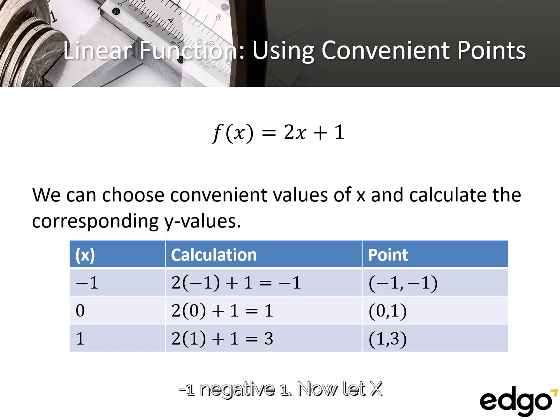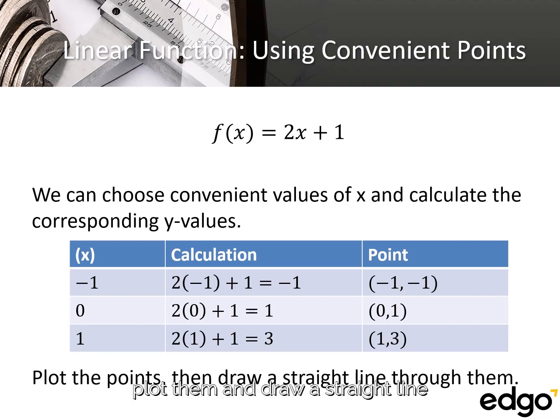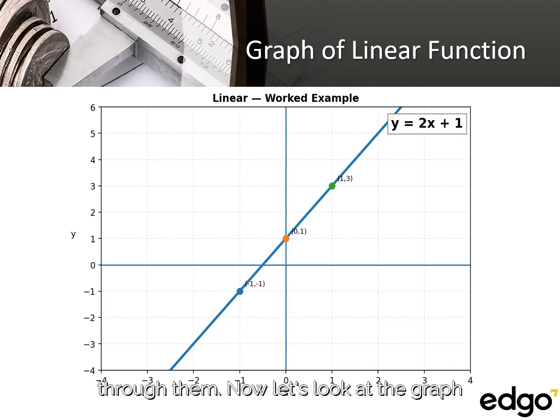Now let x equal 0. 2 times 0 plus 1 gives us 1. So we have (0, 1). And if x equals 1, we get 3. So we have (1, 3). Once we have these points, we can plot them and draw a straight line through them. Now let's look at the graph we get from those 3 points.